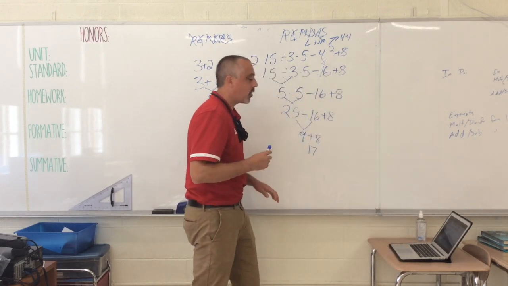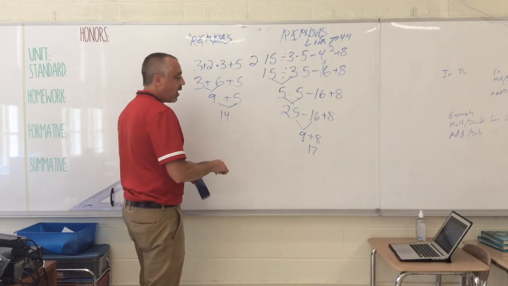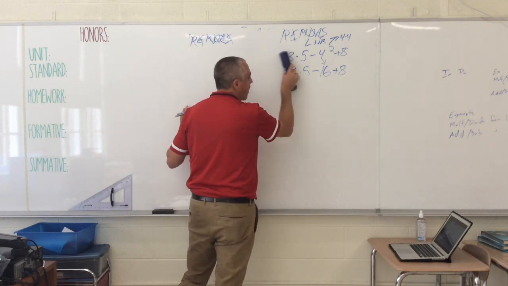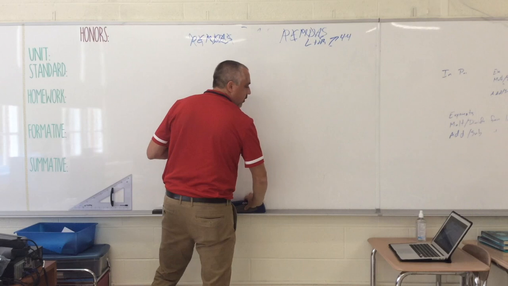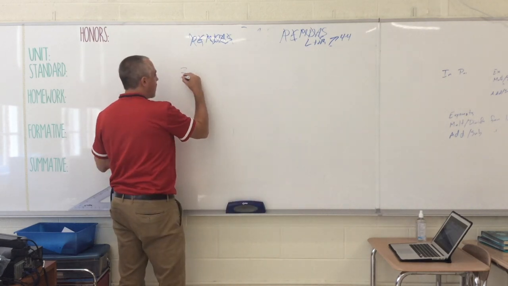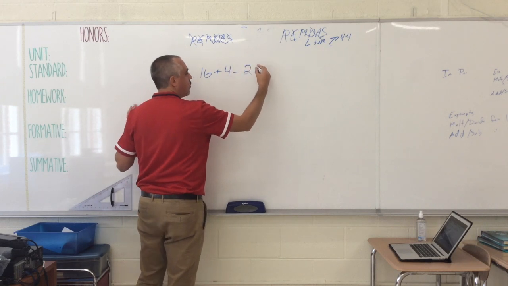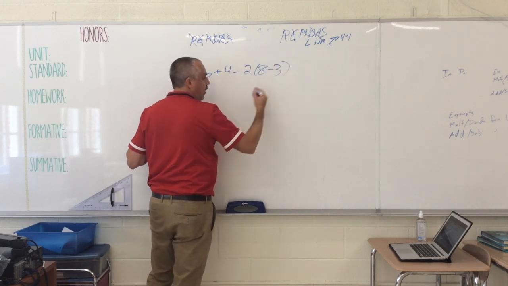So what I'm going to do is I'm going to do number 3, and then I'm going to ask you guys to try number 4 on your own after I do this, and then check back with my answer. So number 3, we've got 16 plus 4 minus 2, parentheses, 8 minus 3.